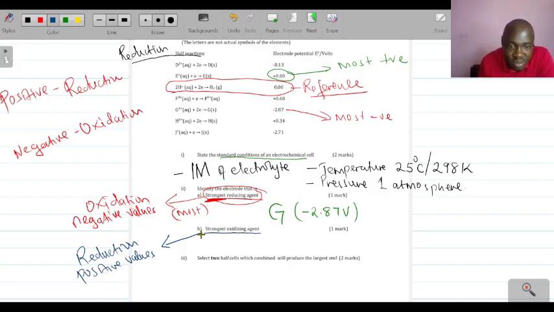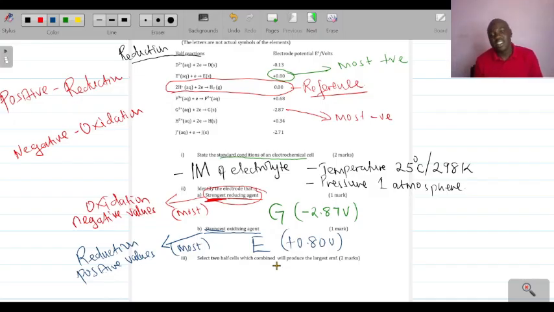So we need to ask ourselves, because the word is the strongest, which one is the most positive? In our case, we have plus 0.80, that makes E, which is plus 0.80 volts as our strongest oxidizing agent. So you see, the moment you are able to interpret the positive and the negative values, then answering the questions becomes very easy.